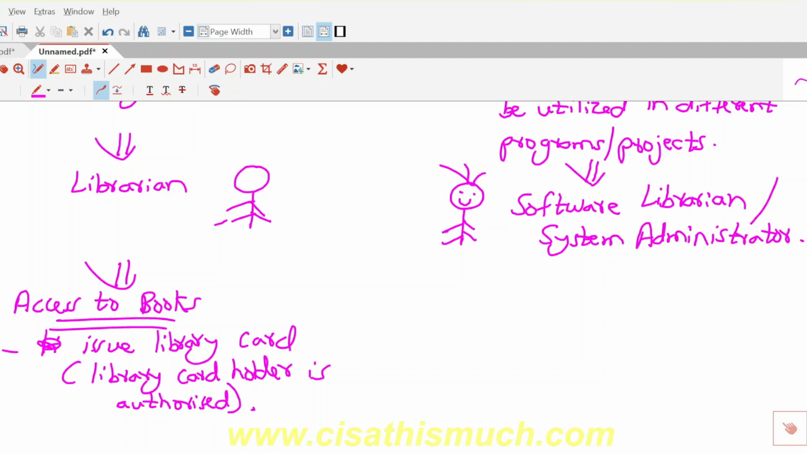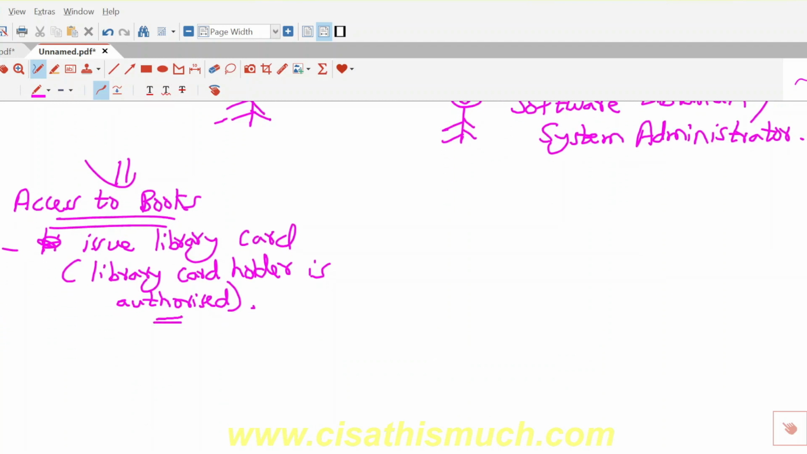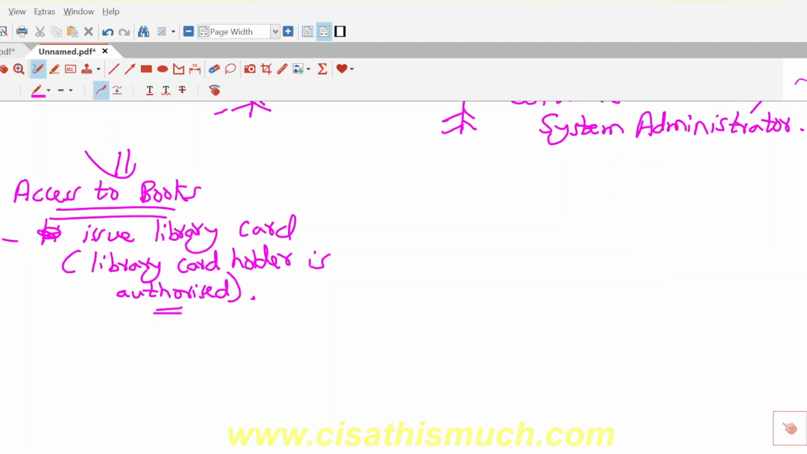We will also discuss a similar, connecting example in IT. But try to understand: initially you must be a member, an authorized person. I cannot randomly access any library and any book. It is not allowed. I must be a member, I must be an authorized person, right?